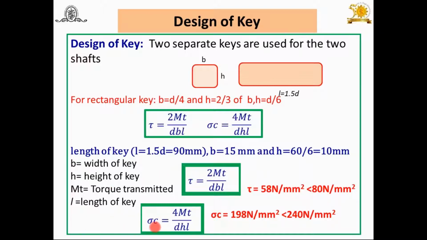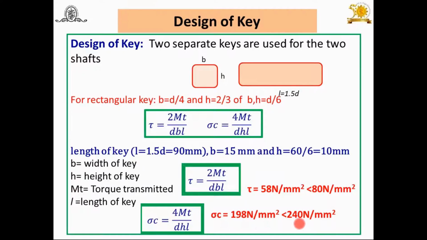Similarly, what you have to do? Design of the key against crushing failure. For crushing failure, sigma C is equal to 4Mt upon dHL. And we know Mt, the design torque, you can substitute. d shaft diameter 60, H here you will get 10 mm, L length of the key 1.5 times the diameter. You can substitute all these values, you will get sigma C in the range of 198 or 199, no problem. Sigma C is equal to 198 Newton per mm square, and this is again less than the 240 Newton per mm square. This is about the crushing failure.